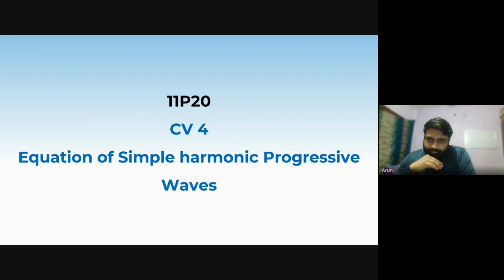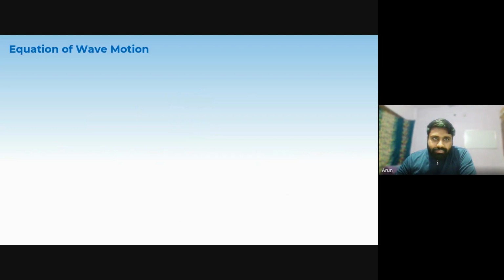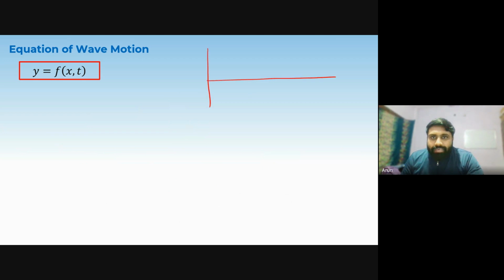Then we discussed what a wave function is. Let me show you the slide of what we have discussed. We discussed this function y equals f of x and t. And how did we derive it? We considered a wave in a string. This is the displacement y with respect to x.